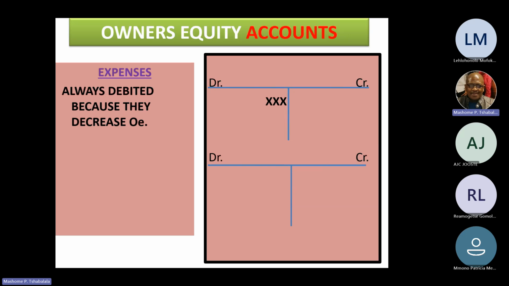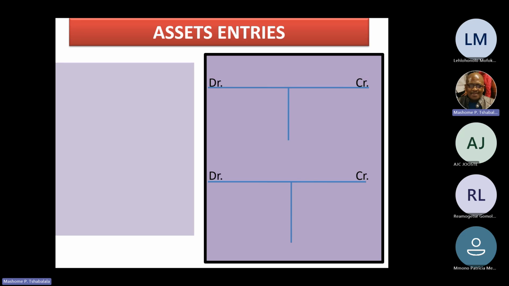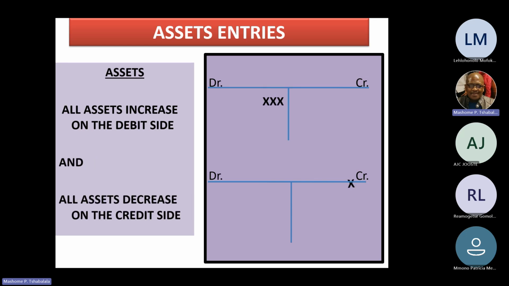Looking at owner's equity again, we have the expenses and the incomes. All the expenses have a negative impact on the owner's equity, but the incomes have a positive impact. It means all the incomes will increase owner's equity, while the expenses decrease the very same owner's equity. Now looking at the assets, all assets increase on the debit side, and they decrease on the credit side. Remember, learners, this is just the basic information that you need in grade 8, 9, 10, 11, and 12, as long as you continue doing accounting at FET level. Now here under EMS Financial Literacy, this is the basic knowledge that you must have in your mind.